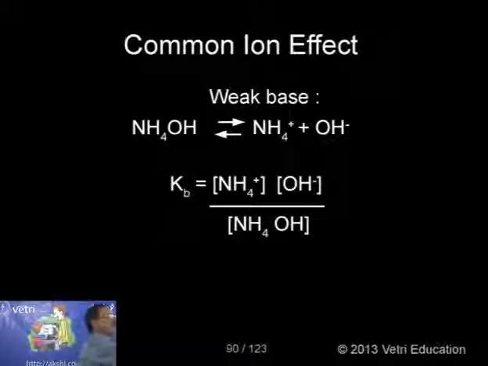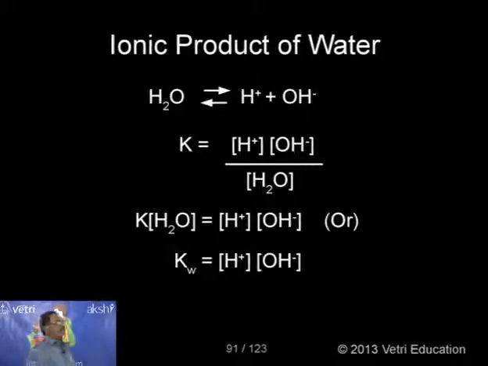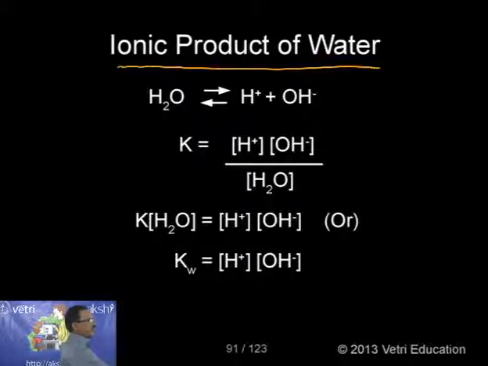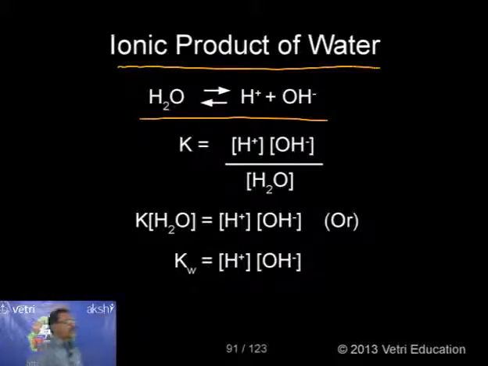Okay, with this idea, let me go for ionic product of water. This is also interesting. Let me discuss ionic product of water, which is a weak electrolyte. Water undergoes ionization to produce H plus and OH minus. So the major quantity remains unionized. So there is an equilibrium between H plus and OH minus and the H2O water molecule.